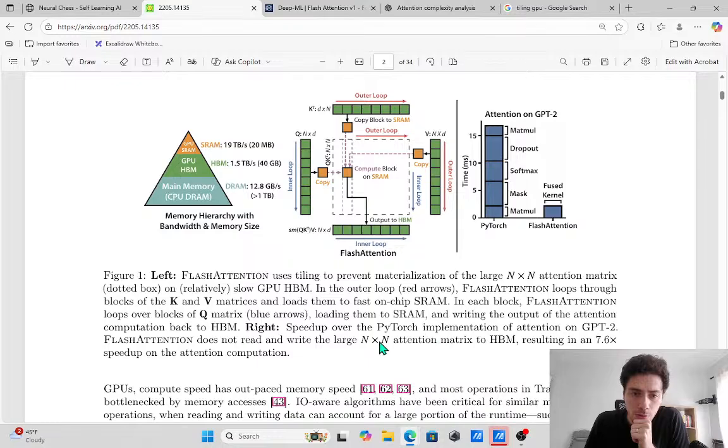Okay, what's on the right? Speed up over PyTorch implementation of attention on GPT-2 with flash attention. Yeah, we know they don't need to write the large thing. Okay, this is just more the tiling, I guess. If we take a piece, we take a piece. And we output it.